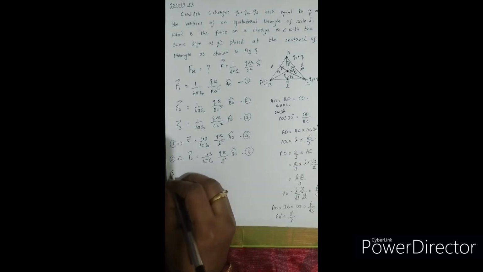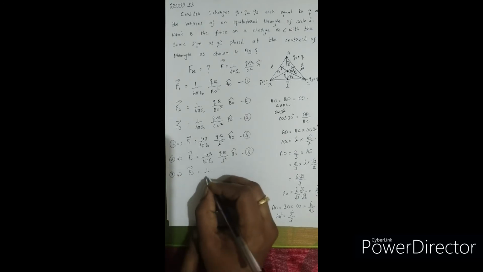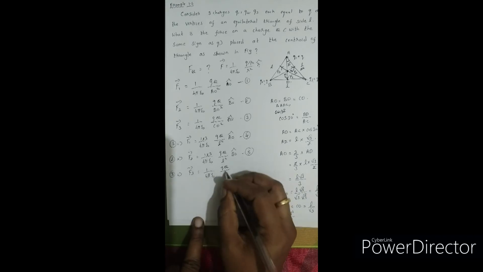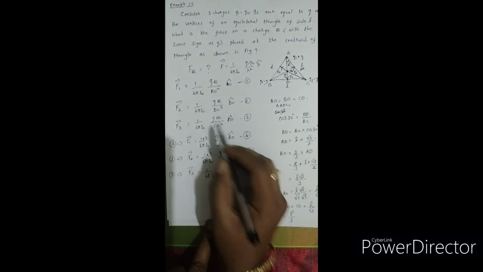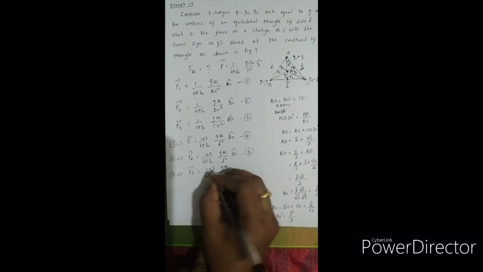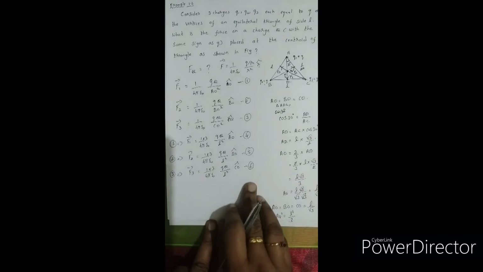Then the third equation becomes f3 vector is equal to 1 by 4 pi epsilon naught capital Q small q divided by CO square. Now CO is equal to L by root 3. So CO square will be equal to L square by 3. So L square into 3 CO unit cap. Let this be the sixth equation.